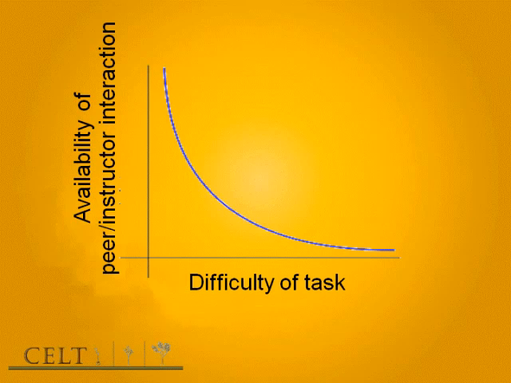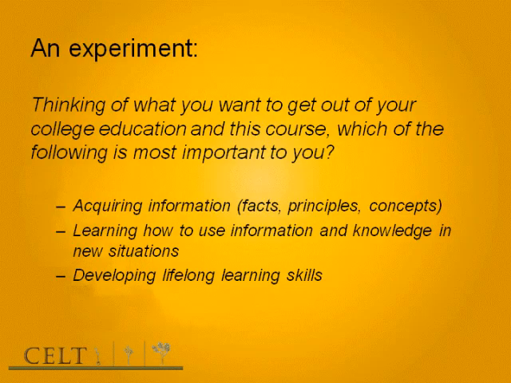The first day of class, he asked them some questions. Thinking of what you want to get out of your college education and this course, which of the following is most important to you? Number one, acquiring information, facts, principles, concepts. Second, learning how to use information and knowledge in new situations. Third, developing lifelong learning skills. So what did the students answer? Two of the students said that it was important for them to acquire information, but they were far outweighed by 21 saying they wanted to learn how to use information in new situations, and 13 wanting to develop lifelong learning skills.